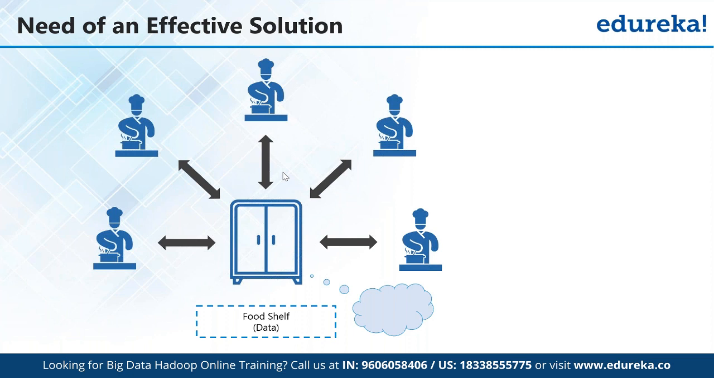So you got processing, okay, and the food shelf is storage data. Please understand, the restaurant example, if you convert it into a technical problem, the cook would be the processing part and the food shelf would be the data parts. So all of these different cooks, they are actually processing. Processing means they are cooking food and putting into a single food shelf data.